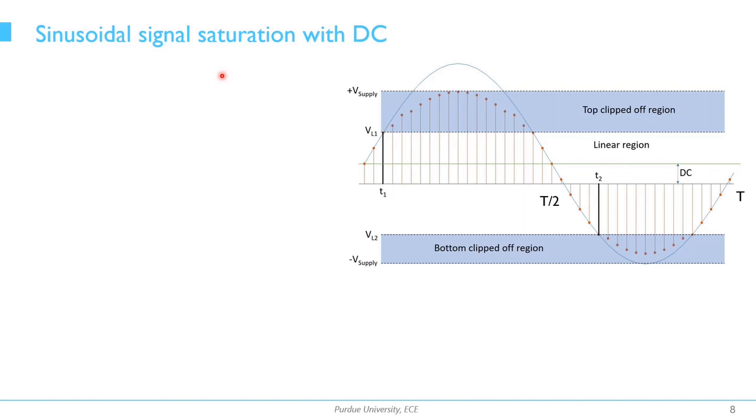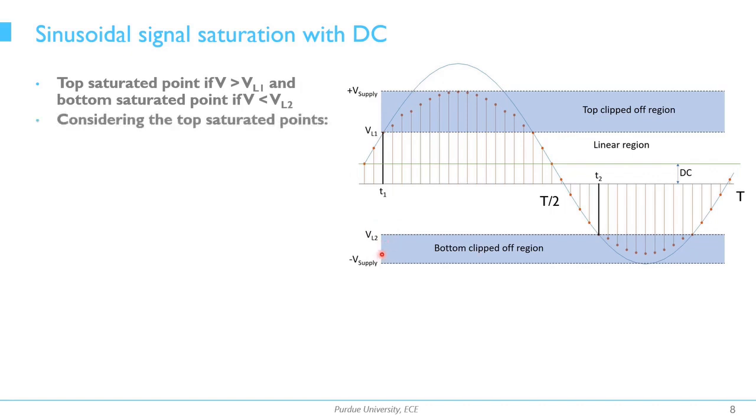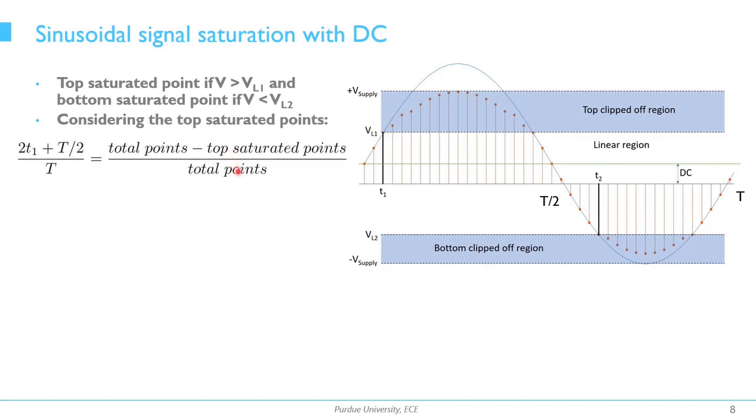This can be obtained as follows. Proceeding as before, samples can be classified into top saturated if they're greater than VL1 and bottom saturated if they're less than VL2. Now within each cycle, it can be seen that T1 can be related to the number of top saturated points using this equation, which then simplifies to give a formula for the ratio of T1 over T.